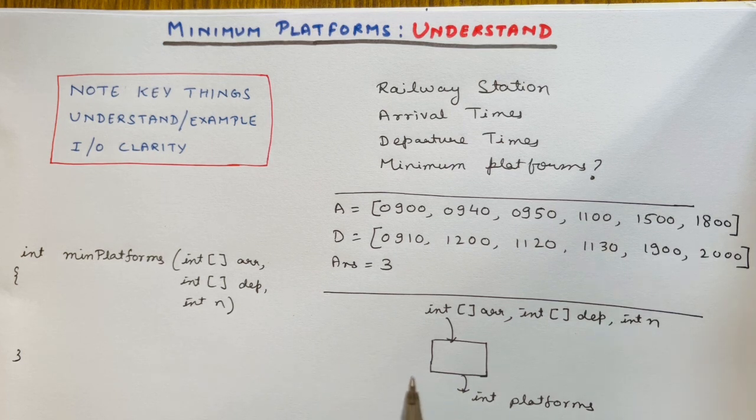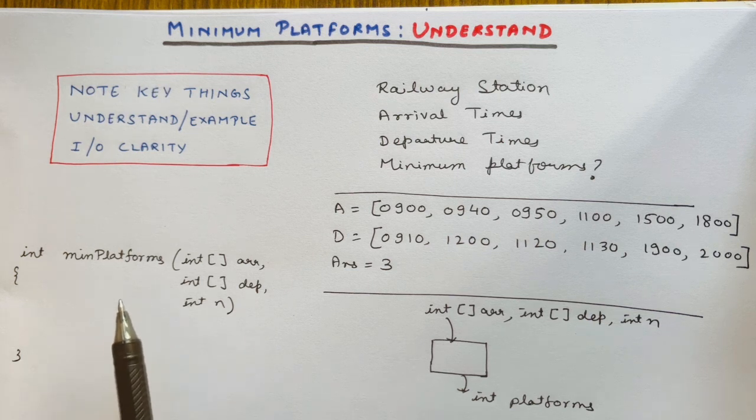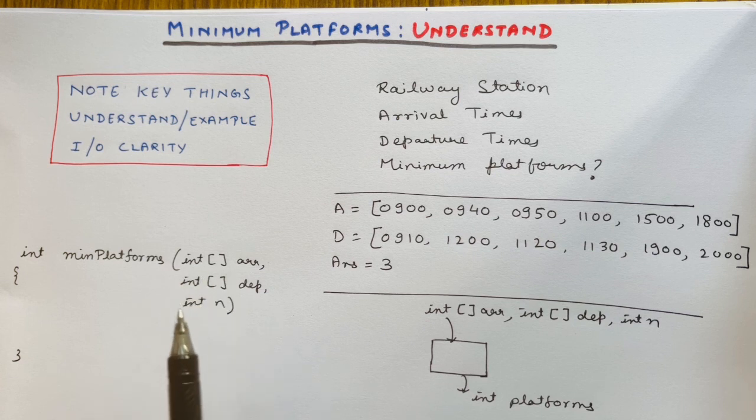If we consider our solution as the black box, we are getting as input arrival time array, departure time array, and the size. And obviously the sizes of both the arrays will be same because a train that arrives will depart as well. And we have to return the minimum number of platforms. So if we see what will be the function signature, this function takes an arrival time array, a departure time array, and its size, and returns an integer.